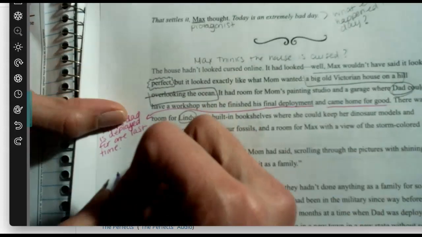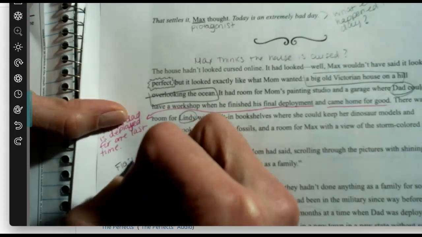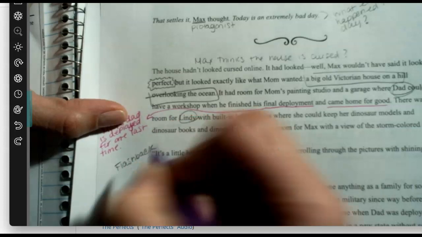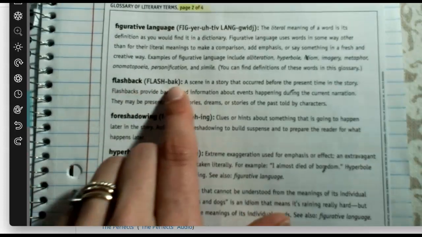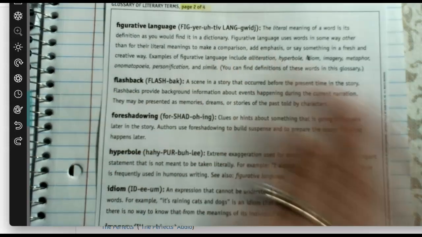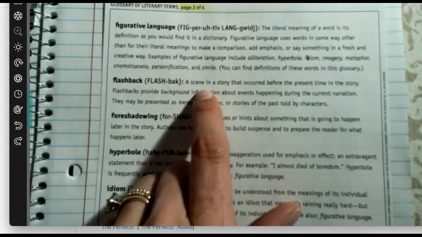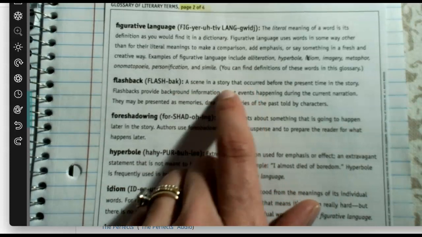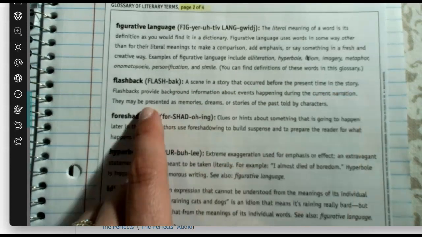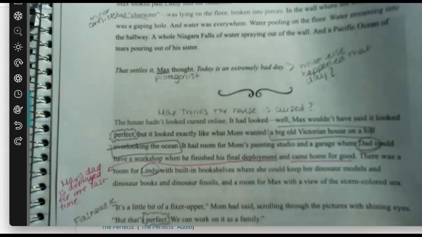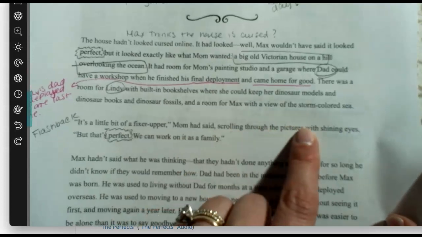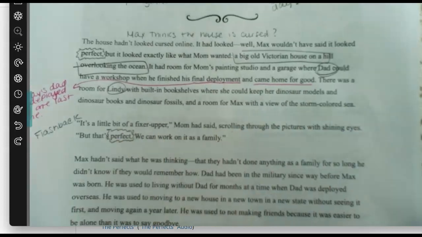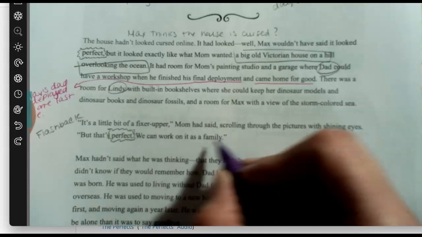There's perfect again. Mom seems to think this old house is really perfect for them. And I'm also seeing that this is a flashback. So I want you guys to have your notes out because you can always refer back to these terms and remind yourself of what they mean. So the flashback is a scene in a story that occurred before the present time in the story. So we know that the present time is the sink breaking, and we're flashing back to when Mom was looking at the house online before they even bought it.